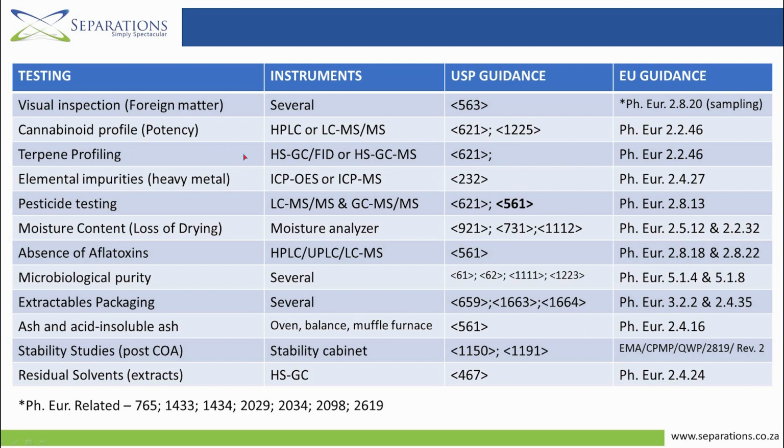In terms of the additional tests, terpenes, usually GC, headspace GC, your impurities for heavy metal, ICP-OES, pesticides. It's quite an interesting topic to discuss. It's also probably the biggest capital outlay for an analytical testing lab, because it requires an LC-MS as well as GC-MS workflow that relates to that. And I also would like to highlight the importance of 561, which is Articles of Botanical Origin, as it relates to all of these tests for the most part.